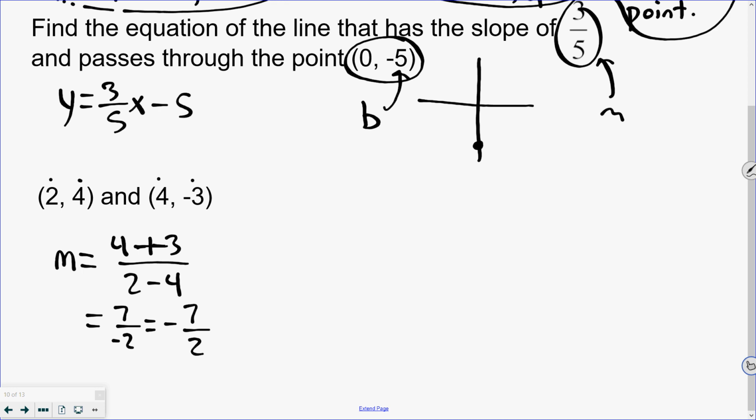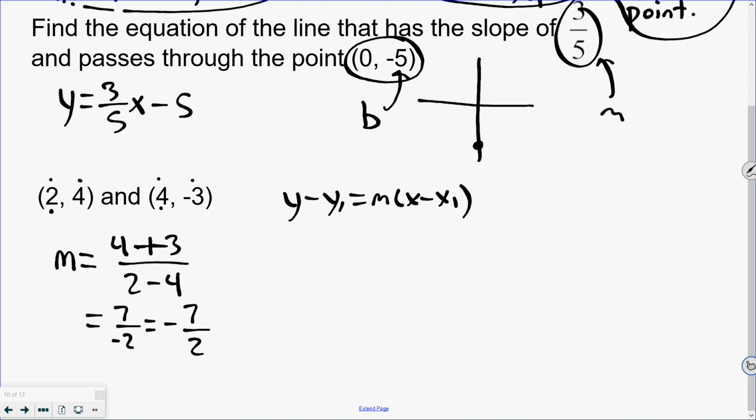Okay, now the next thing is which formula to use. Well, this is not the y-intercept. (2, 4) is not on the y-axis. This would have to be 0, which it's not. And (4, negative 3) is not on the y-axis, so that would have to be 0, which it's not. So we can't use slope-intercept. So instead I'm going to use the point-slope, this formula.